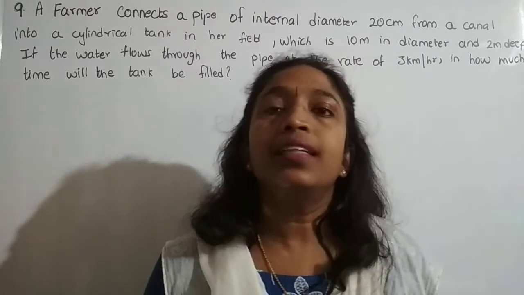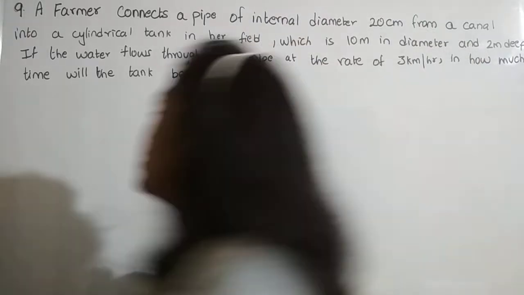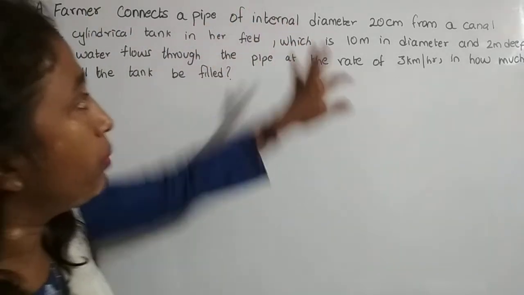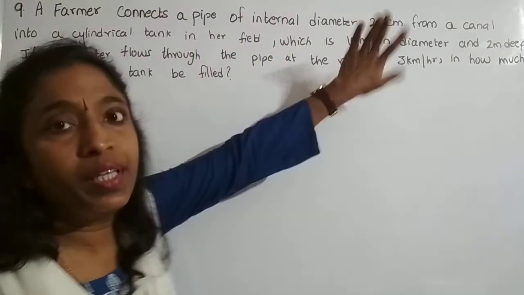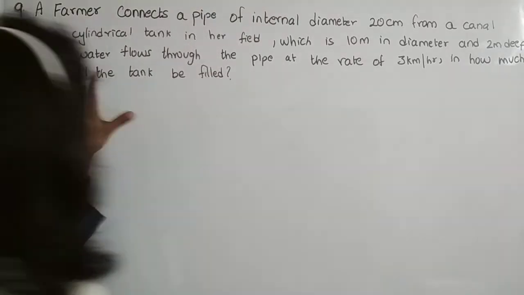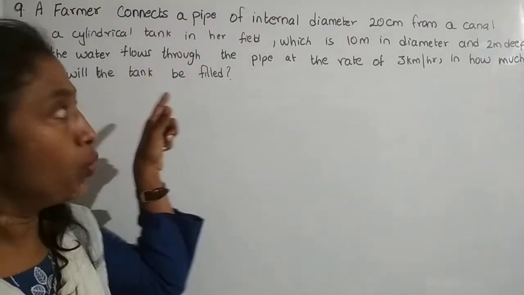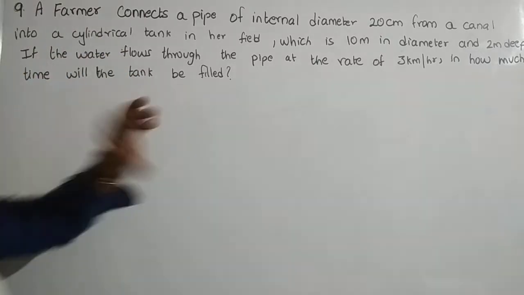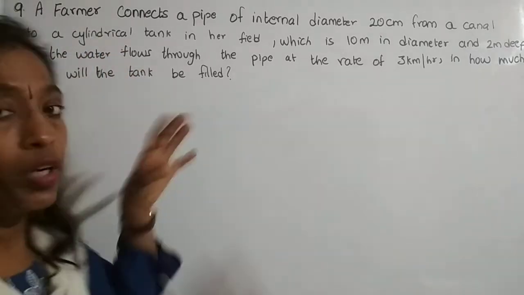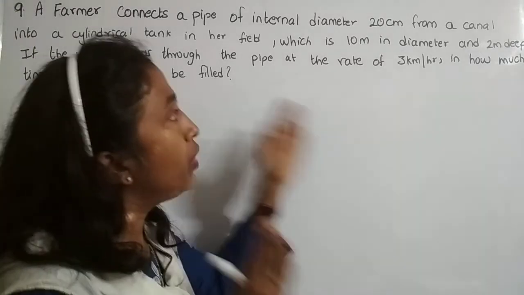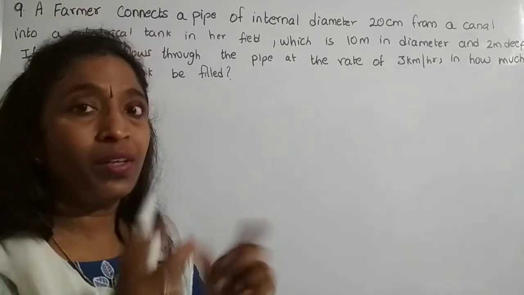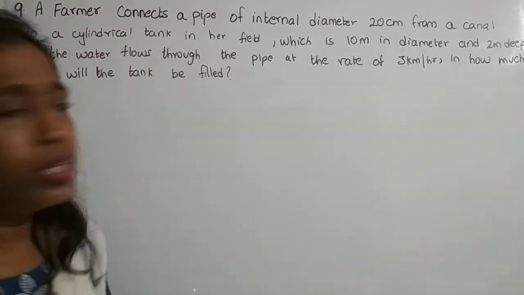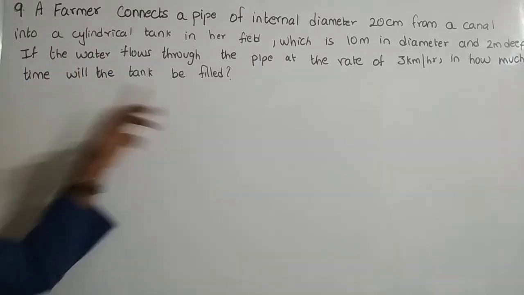Correct? Let's start the next important sum, that is the ninth one, students. It is given that a farmer connects a pipe of internal diameter 20 centimeter, so the diameter is 20 centimeter, from a canal into a cylindrical tank in her field, which is 10 meter in diameter and 2 meter deep. If the water is flowing through the pipe at the rate of 3 km per hour, I hope this 3 km per hour you have learned in the previous sum. It is the same, on the same lines. In how much time will the tank be filled?